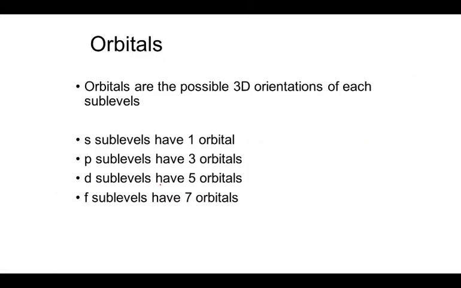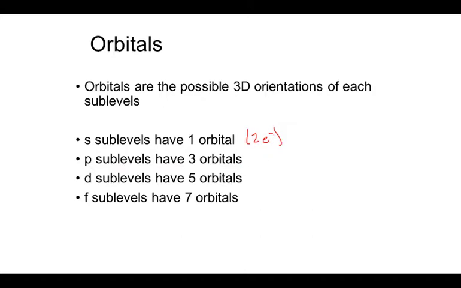So orbitals are the possible 3D orientations of each sublevel. Once again, it's just the shape. S sublevels have 1 orbital. Now each orbital can have 2 electrons. So this means every single S sublevel has 2 electron slots, 2 places where electrons can be.